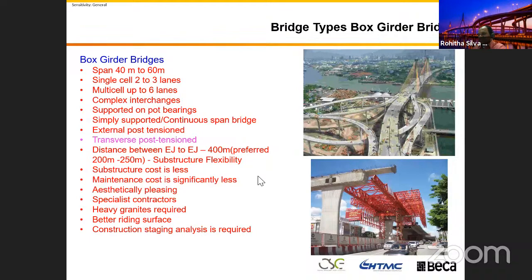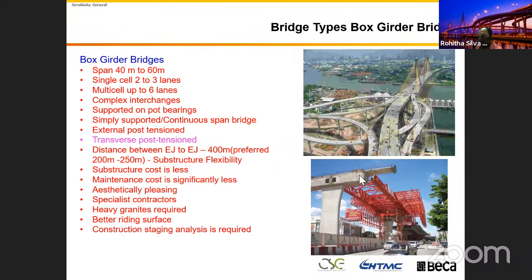Your expansion joint is similar to the other one, you can go up to 400 meters. It all depends on the substructure condition, and the substructure cost is less. The maintenance is near minimum, and it is aesthetically pleasing. Again, you need specialist contractors. I forgot to put in initially that the cost of constructing this bridge is very, very high, extremely expensive. It provides a better riding surface.